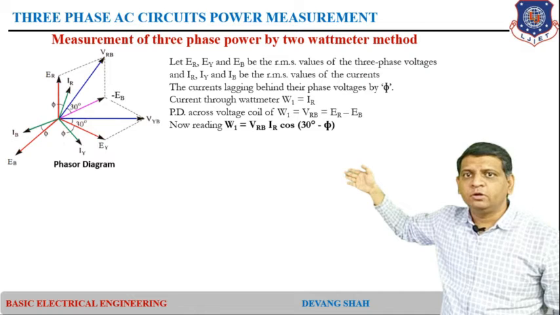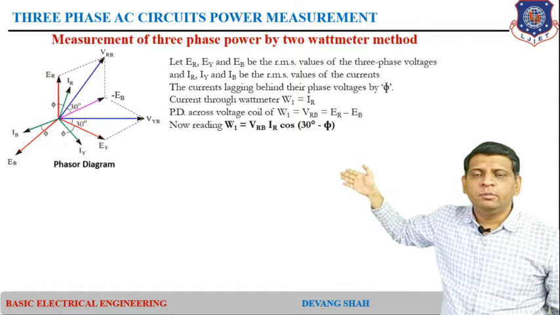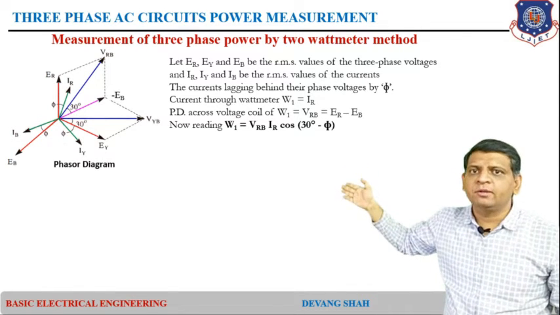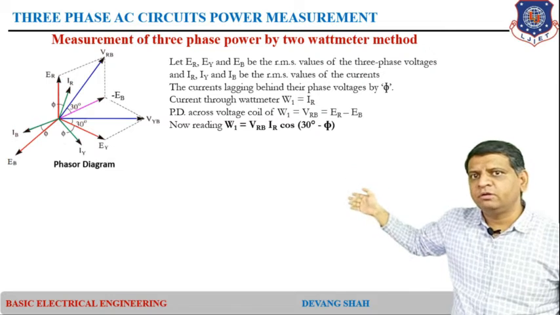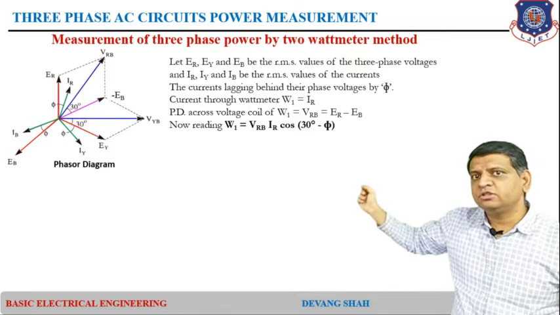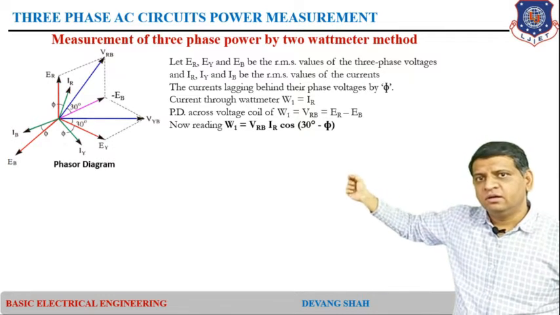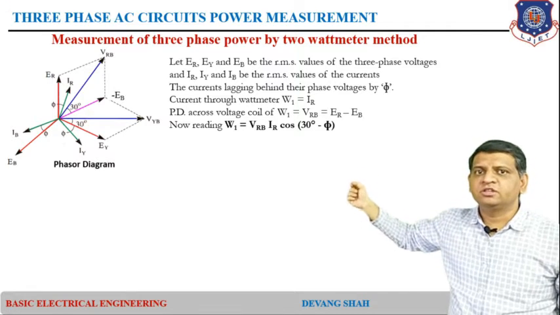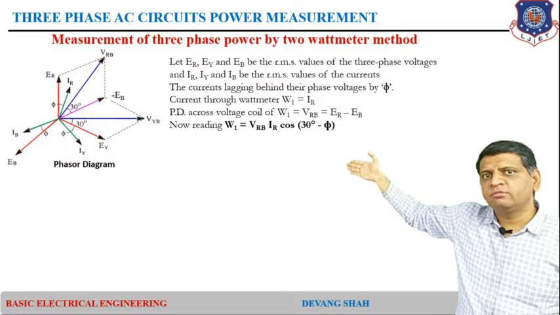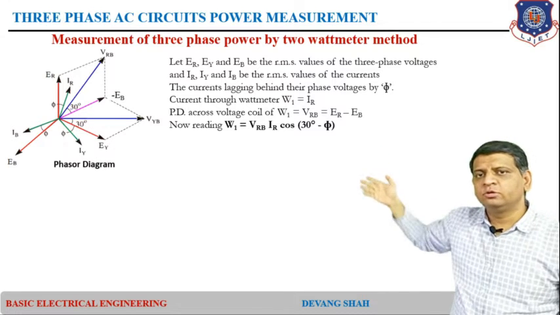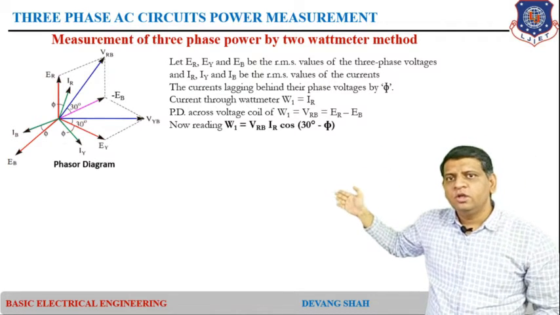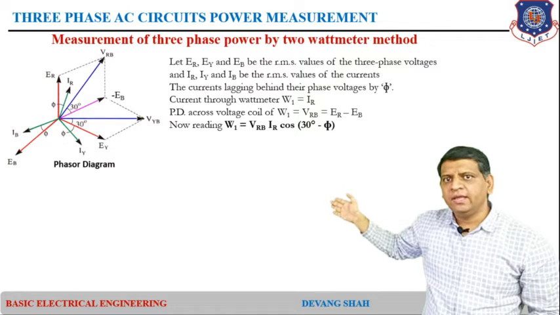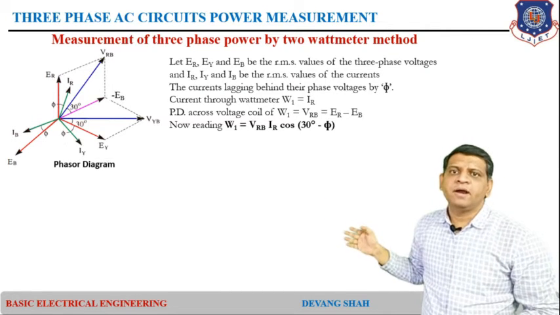So, from this particular phasor diagram, you can see here W1 is equal to IR into VRB. If you find this particular vector, you will find the relation of angle between IR and VRB is nothing but the 30 minus phi phase relation of IR and VRB, right. So, here W1 is equal to VRB into IR into cos(30 minus phi).